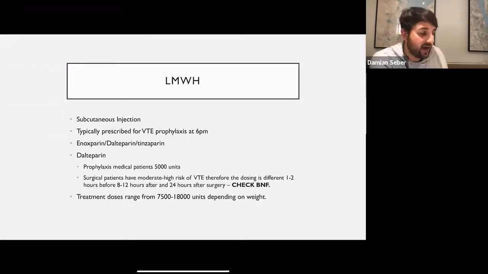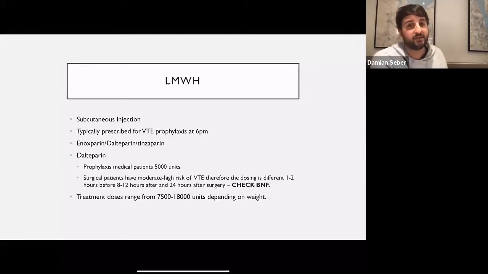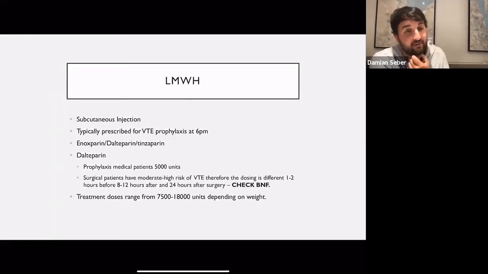Surgical patients are higher risk than medical patients. So just check the BNF for the prescribing for those, because it depends how close they are to the operation, and after their operation, what dose you give for VT prophylaxis. So just check the BNF for any surgical patients. But if you pick dalteparin, prophylaxis is 5,000 units for medical patients and treatment 15,000 units. But if they're overweight or underweight, it'll be in that range of 7,500 to 18,000 units.